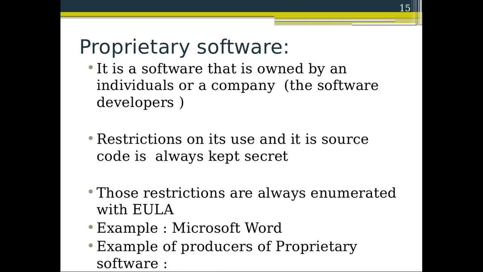Okay, this is the proprietary software. Those restrictions are always enumerated in the EULA. It means the articles are in the license telling you do not do that, do not distribute, do not modify, you don't have to and so on. Okay, they are enumerated in the end user license agreement. Example, all the products of Microsoft. For example, Microsoft Word, Microsoft PowerPoint, Excel, also Excel. Even the operating system of Microsoft is a proprietary software. Okay, which is Windows.